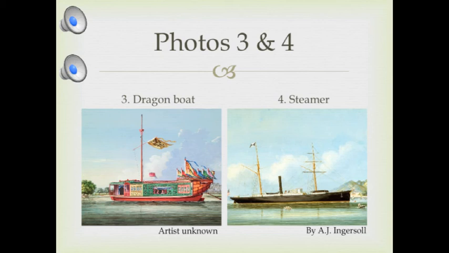Photo 4, which is located to the right, was created by A.J. Ingersoll, entitled Steamer. It is of a ship built in 1866 in Mystic, Connecticut. This photo is an example of a Western ship. We added it to show the differences between a Chinese ship and Western ship during this time. The steamer being plain and boring, whereas the dragon ship is bright and colorful. It presents how one culture took premise in beauty by design, and the other efficiency and advancement.